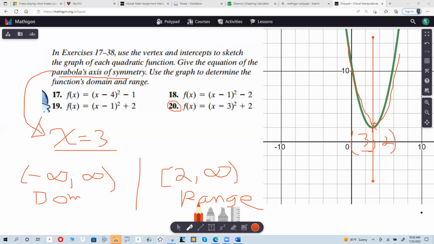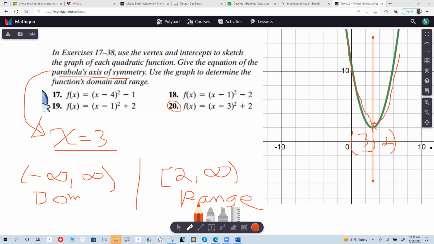So if you know the vertex, everything flows from the vertex, okay? The vertical line that divides the parabola into 2 equal halves is going to be x equal to 3. And the domain will always be negative infinity to positive infinity, because your parabola will go on and on in both directions. That's easy. You don't have to worry about it too much. The range will always change.